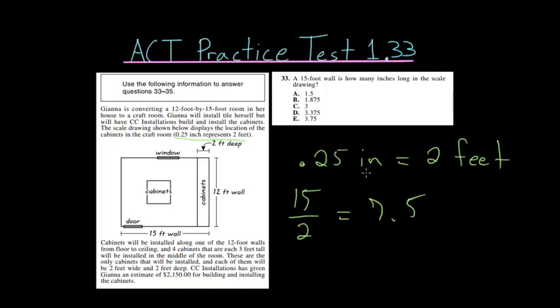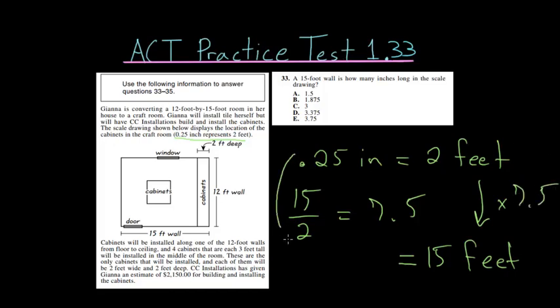So to find the amount of inches in our scale drawing, since we multiply this 2 feet by 7.5 to get to 15, let's write that down: that 15 feet, we just multiplied by this 7.5. We would do the same thing with this 0.25. We would just multiply again by this 7.5. And 0.25 times 7.5, if you put that into the calculator, what you end up with is 1.875 inches. And that would be choice letter B here. So that is our final answer.